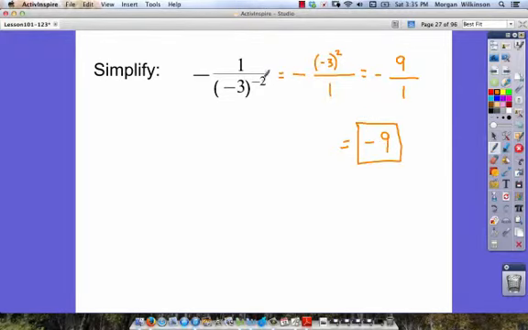Whenever we have these problems with negative powers, we always bring them to the opposite side of the fraction, and we can make the power the opposite. We want to make the powers positive, so they're easier to simplify.